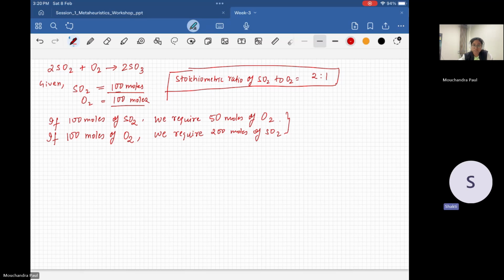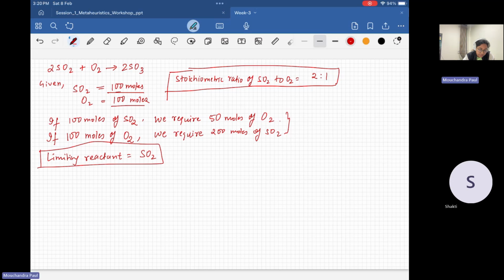O2? SO2, right? Because we need more. Stoichiometry dictates that we need 200 moles, but we are only given 100 moles. So the limiting reactant is SO2 in this case. That is the part A answer.